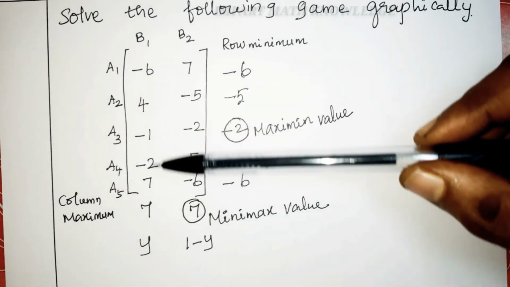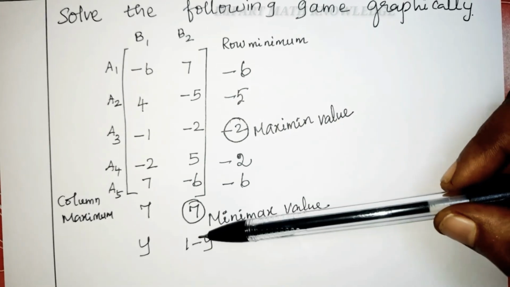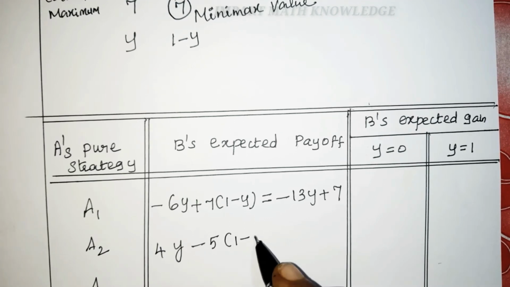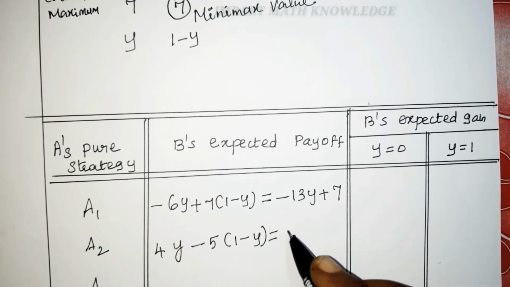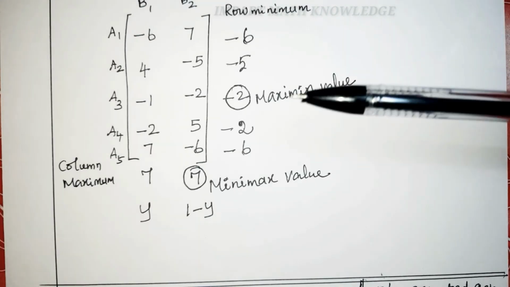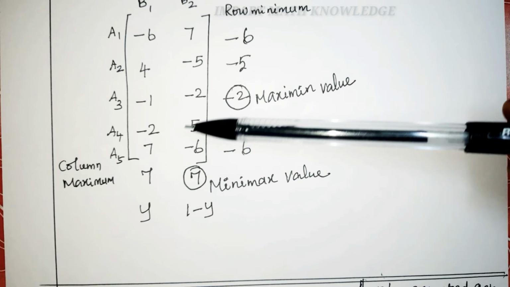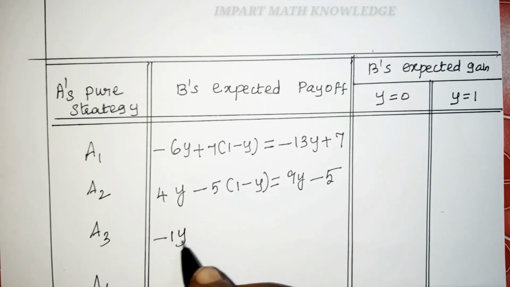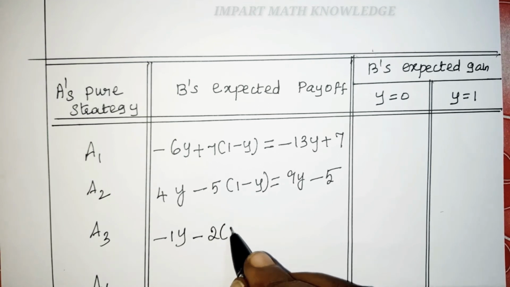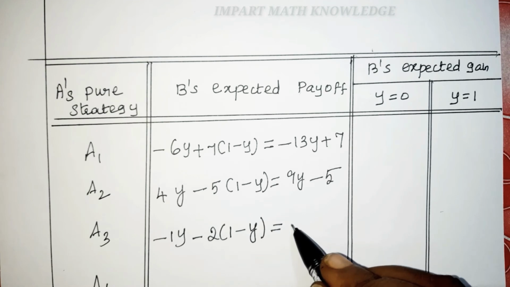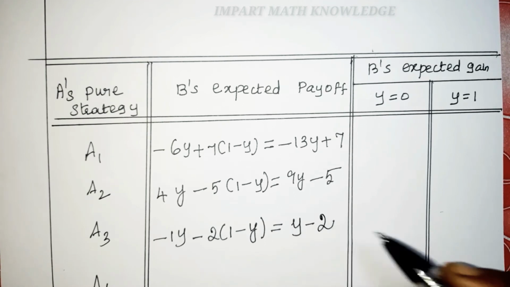Second one, 4 into y minus 5 into 1 minus y. This is equal to 9y minus 5. Next value is minus 1 into y minus 2 into 1 minus y. This is equal to y minus 2.